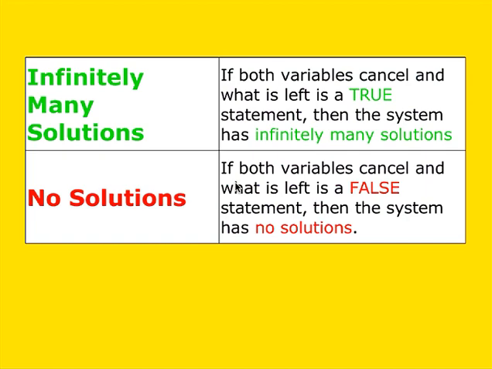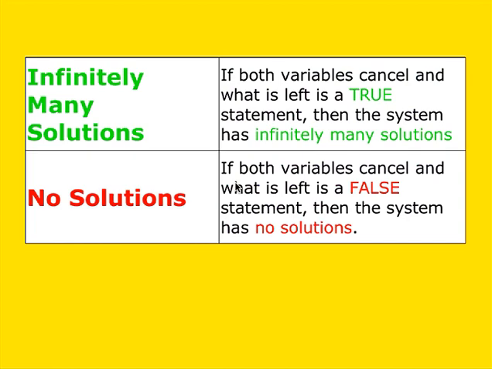So what does infinitely many solutions actually mean? Well, infinitely many solutions is when both the variables cancel out and what is left is a true statement. So if it says 7 is equal to 7 or 9 is equal to 9, those are true statements. That means it has infinitely many solutions.